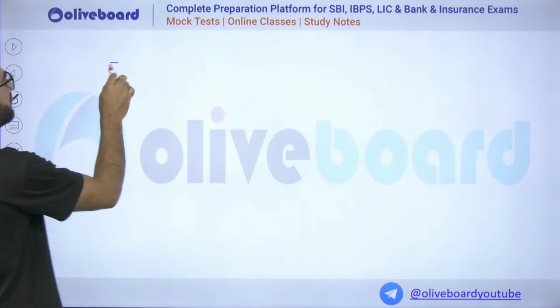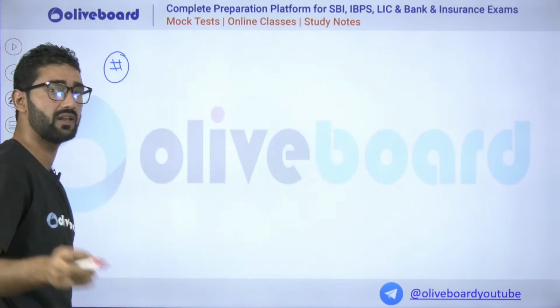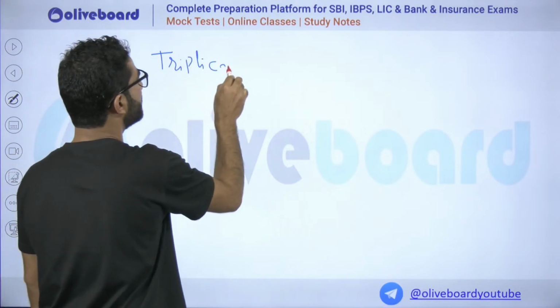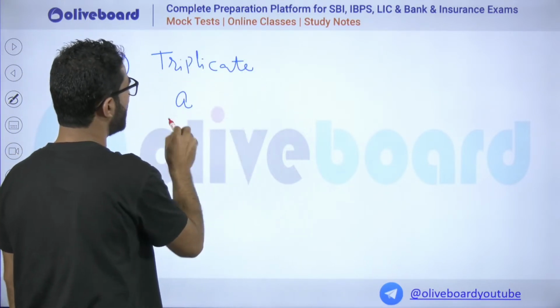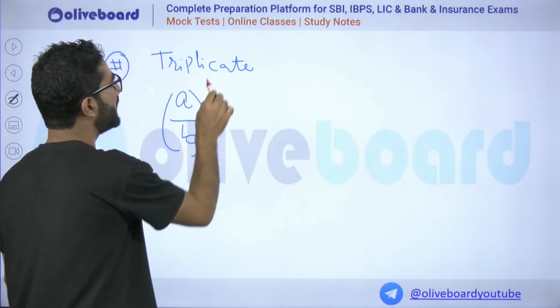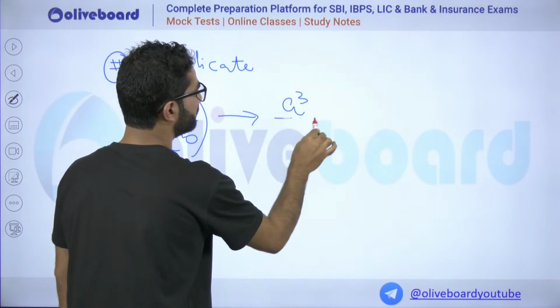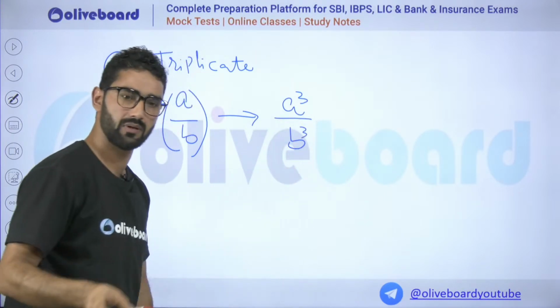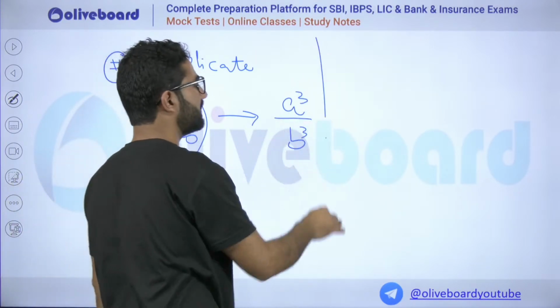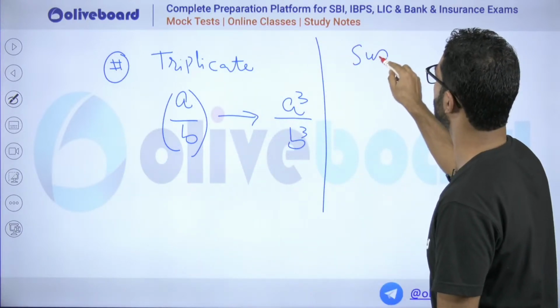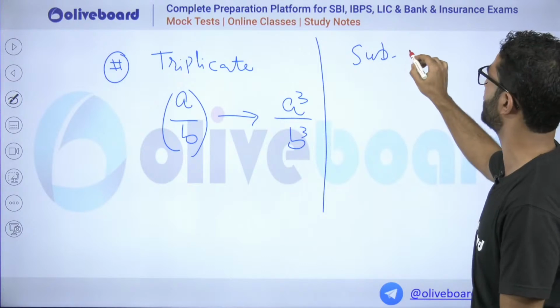One more thing is, there is one term mostly used in exam, that is triplicate. If I have a ratio a upon b, now how to find the triplicate of that? It is nothing, just take the cube. Simple. Now you may ask, sir, there is also the term subtriplicate. How to tackle that is simple. As subduplicate, so subtriplicate.